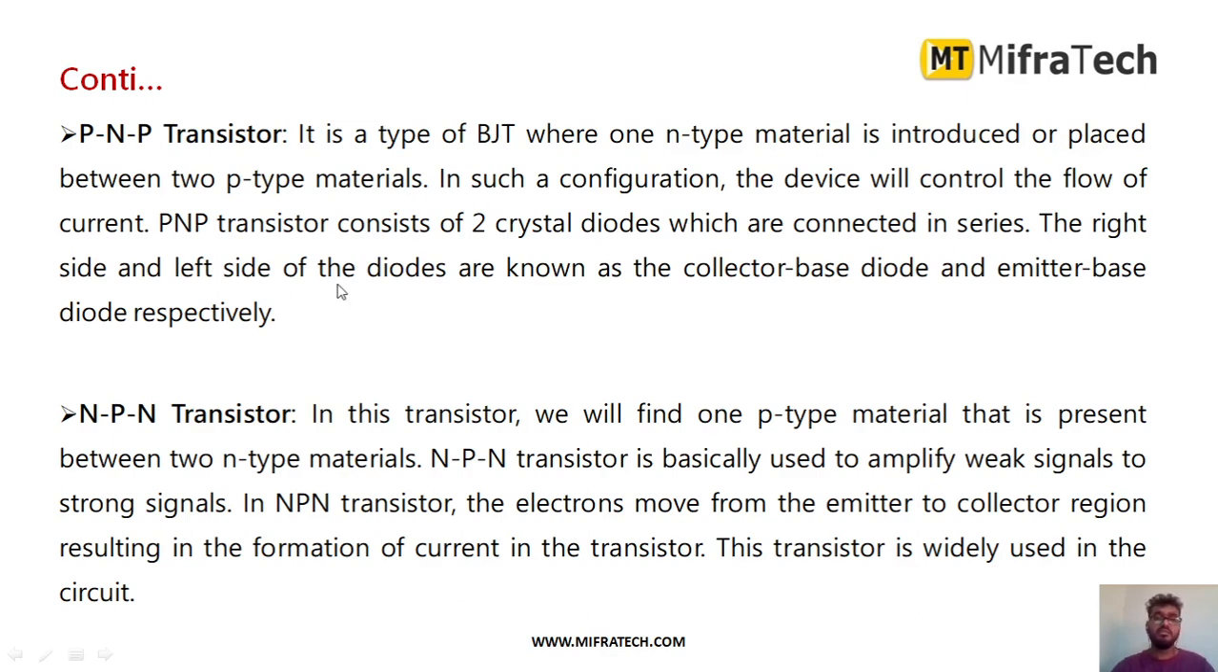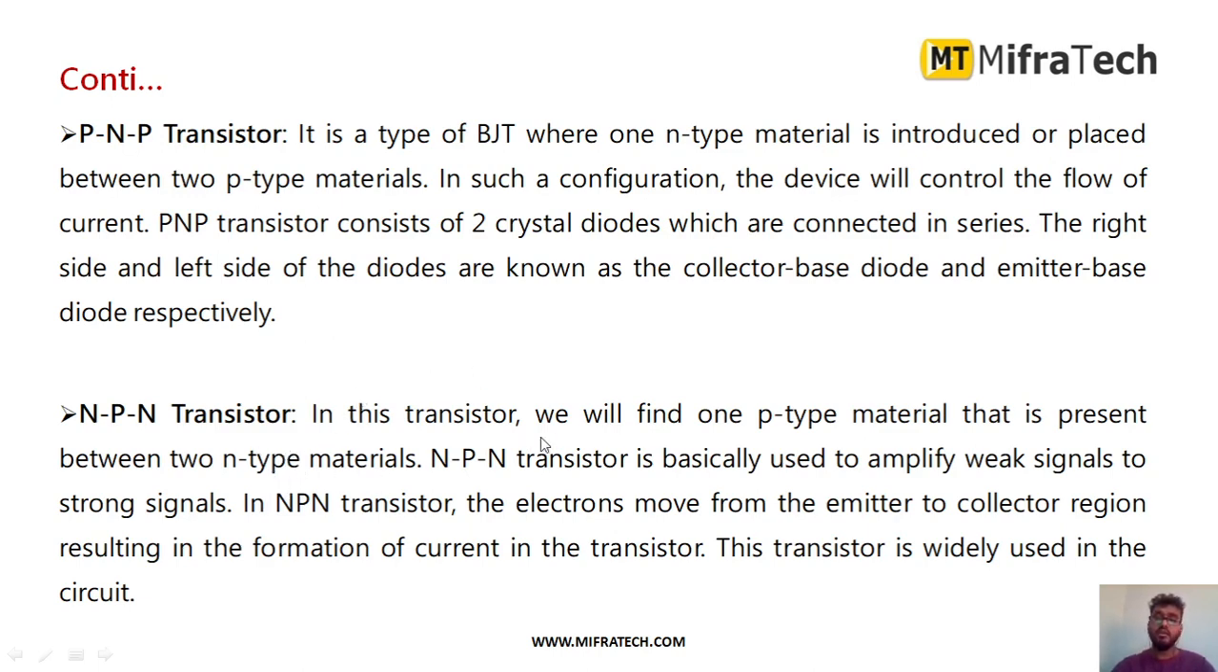A PNP transistor mainly consists of two crystal diodes. As I told, a transistor is nothing but a combination of two diodes connected in series. The right side and the left side diodes are known as the collector-base and emitter-base diodes respectively. In this way we have NPN also.